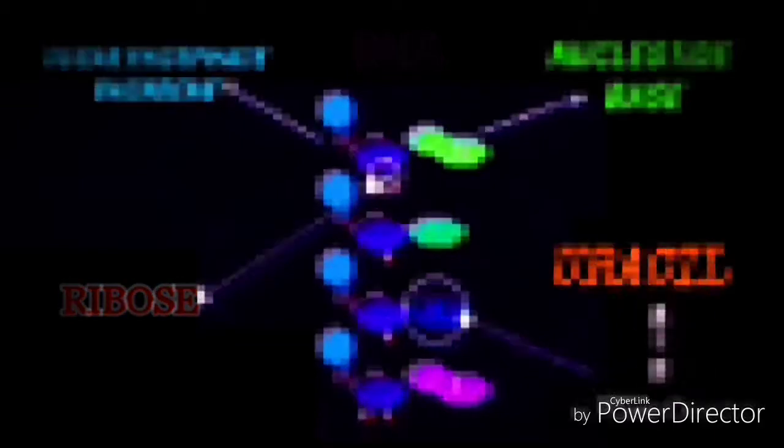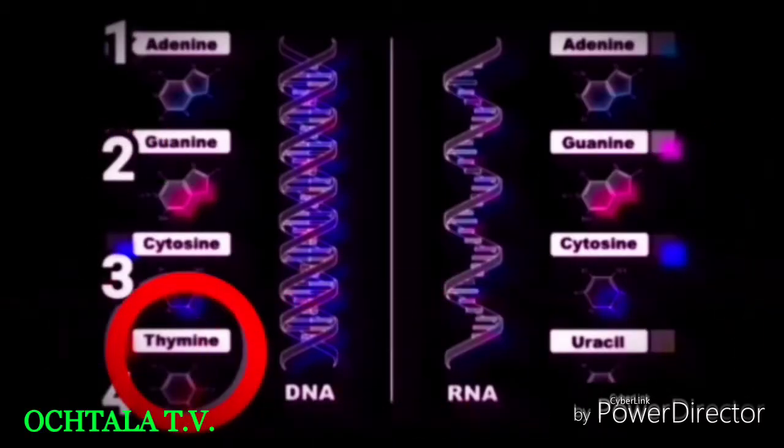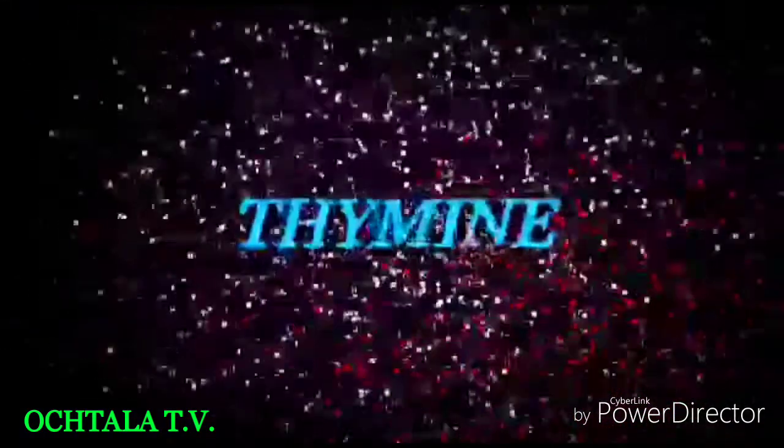In RNA, the fourth nucleotide base is uracil in place of thymine, which is the fourth nucleotide base of DNA, meaning adenine connects with uracil instead of thymine.